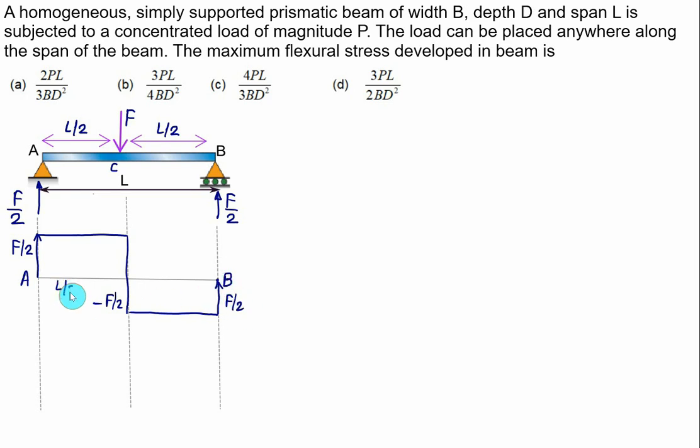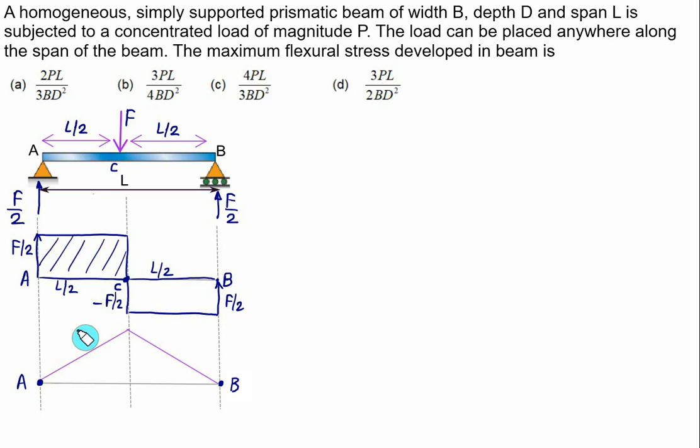This distance is L by 2, as well as this distance also equal to L by 2. Shear force will change sign at point C. So at point C, we have the maximum value of bending moment. Both these rectangles here are of equal area. Where the shear force will change sign, that will be the maximum bending moment. Maximum bending moment will be at point C. Bending moment at point A will be 0. Bending moment at point B will be equal to 0. If you have a rectangle, then we get a triangle.